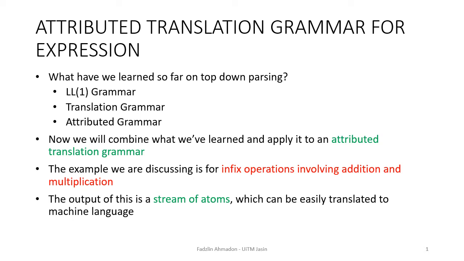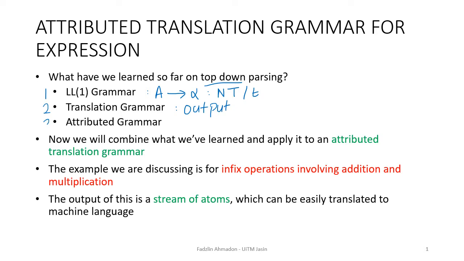We have learned three types of grammar that we can use for top-down parsing. The first one is LL1 grammar, a grammar that has this form, where alpha is a combination of both non-terminals and terminals. The second type of grammar that we have discussed is translation grammar. It is LL1 grammar that has been extended to produce output.